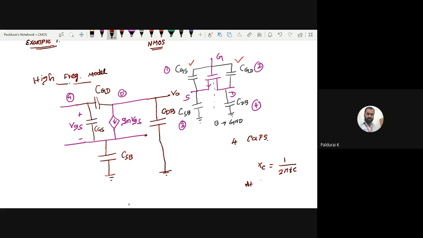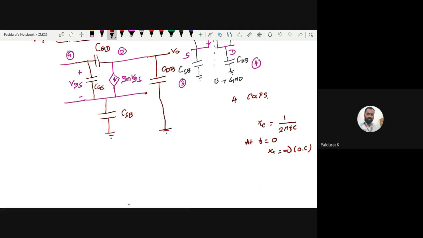At low frequency, that means at F equal to 0, this Xc becomes infinite. Infinite means open circuit, right? So at low frequency, actually all the capacitors are open. But at high frequencies, this capacitor you want to consider. You know the reason why. Just apply this logic at high frequency.